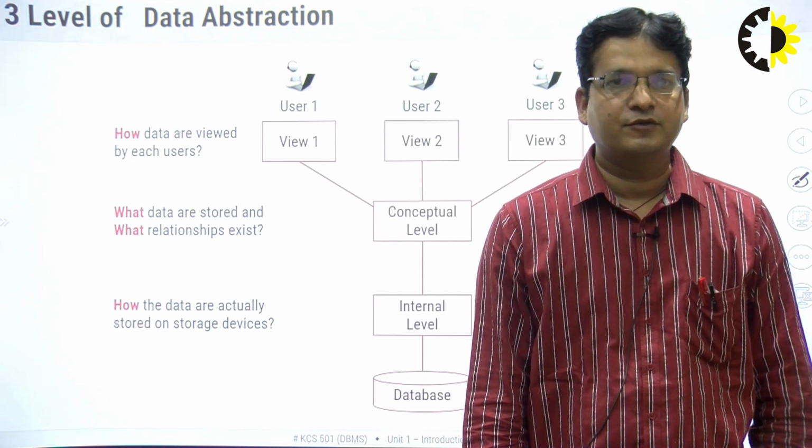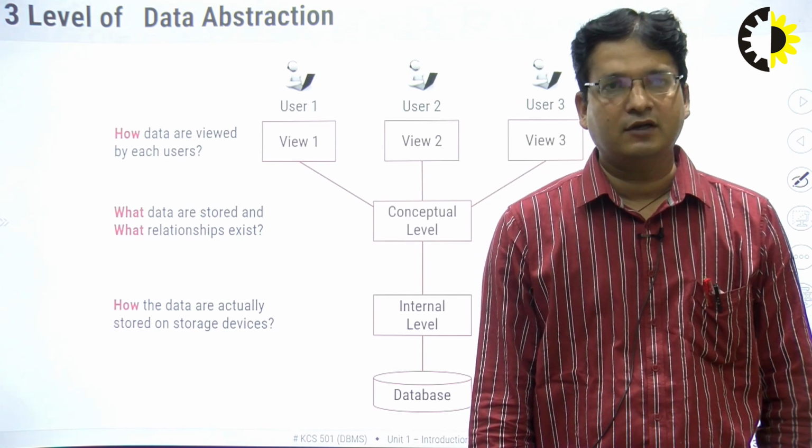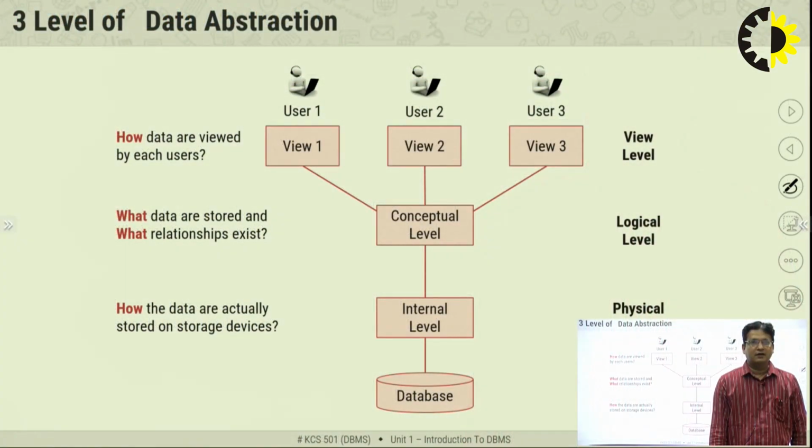The next level is the conceptual level or the logical level. This level decides what data is to be stored and what relations exist among the data. This level is defined by the DBA. DBA is the database administrator. His responsibility is to ensure the schema definition and to ensure backup and recovery. This conceptual level actually defines the logical schema of the database.